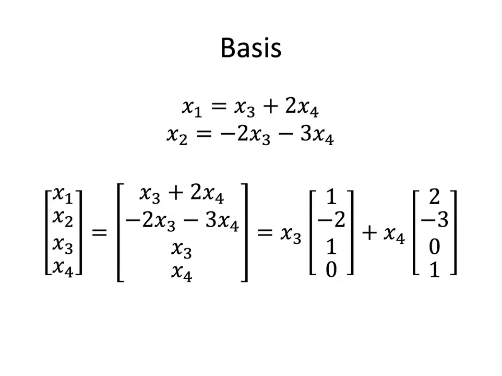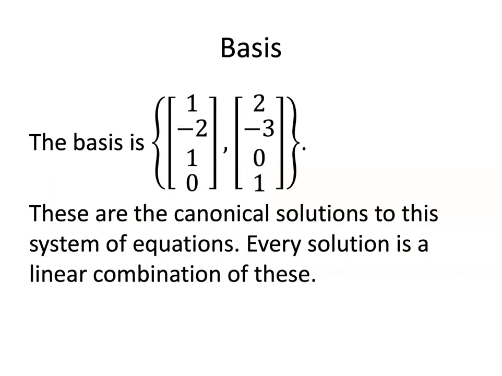In other words, x1 is x3 plus 2x4, x2 is negative 2x3 minus 3x4, x3 is just x3, and x4 is just x4. We pull out the x3 and x4, and we can write this vector as x3 times (1, -2, 1, 0), plus x4 times (2, -3, 0, 1).